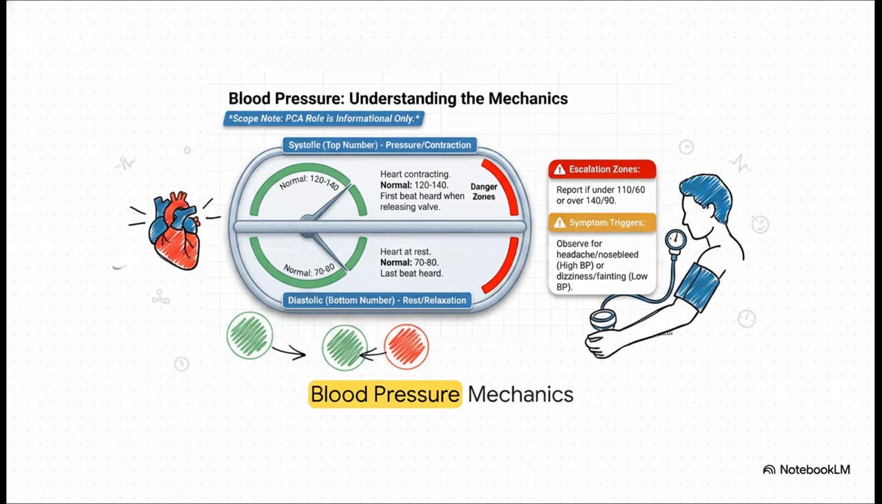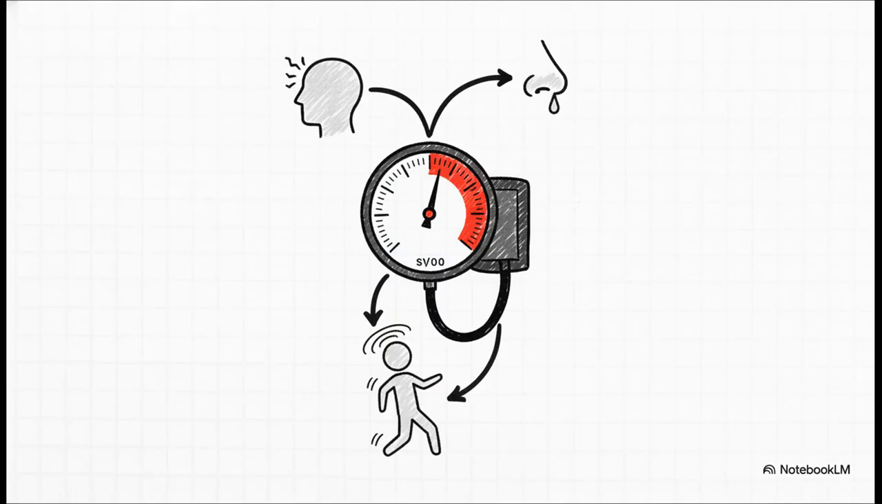As a PCA, your role is to accurately collect these two mechanical data points and pass them right along. And here is where you must be incredibly vigilant. If you get a reading under 110/60 or over 140/90, you report it immediately. But listen, it's not just about writing down numbers. It's about observing the patient.